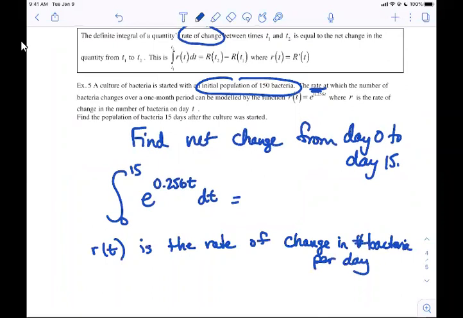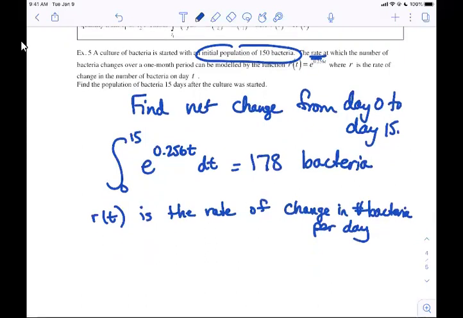So what are you guys getting? I had 178 bacteria. Okay, that's the change, and that's positive, so it means it went up. If this were negative, it would mean the bacteria decreased, okay? So lowercase r of t is the rate of change in the number of bacteria per day. Capital R of t is just the number of bacteria.